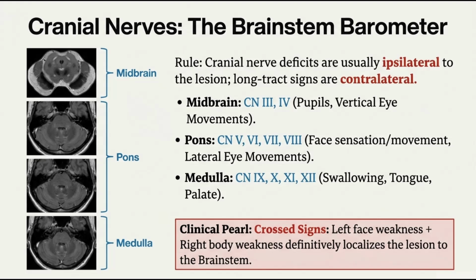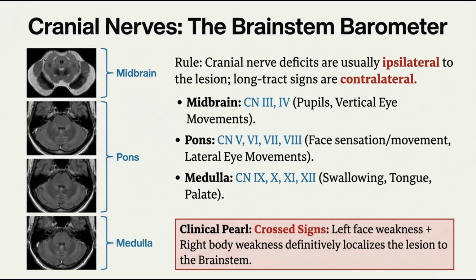So what do you get? You get left arm and leg weakness. Right face, left body. The crossed sign. That is the crossed sign. And whenever you see the face weak on one side and the body weak on the opposite side, you know, with geometric certainty, that the lesion has to be in the brainstem. As opposed to a stroke up in the cortex. Exactly.